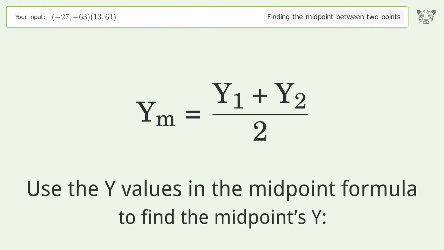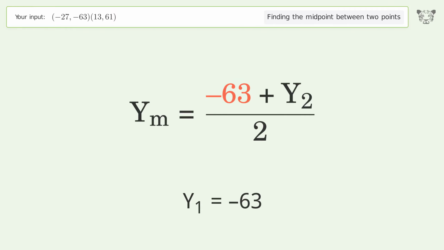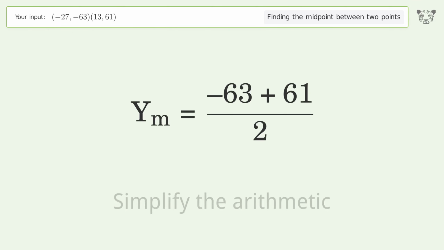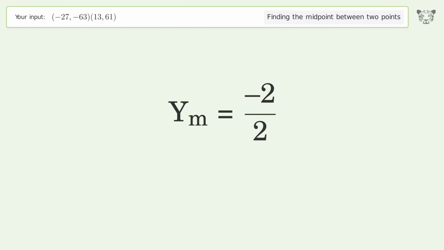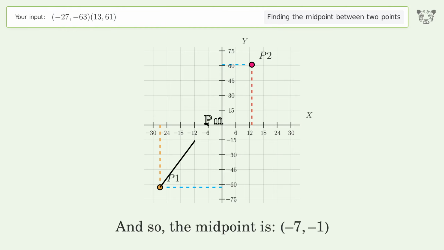Use the y values in the midpoint formula to find the midpoint's y. y1 equals -63. y2 equals 61. Simplify the arithmetic. And so, the midpoint is -7, -1.